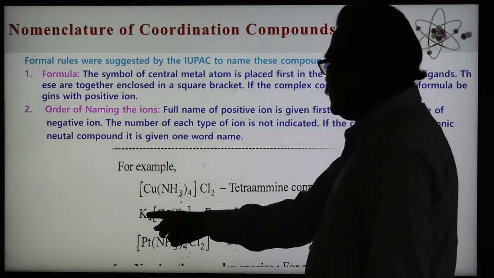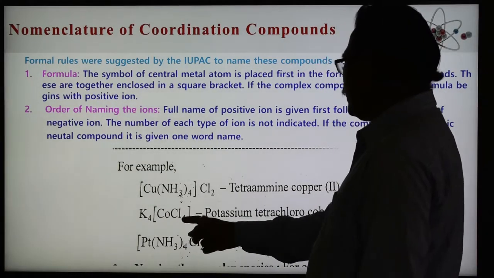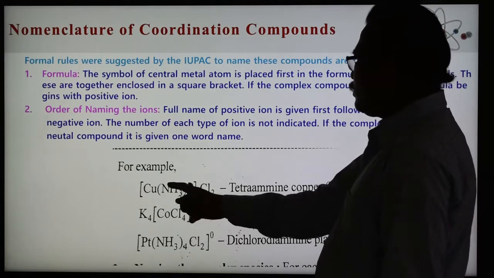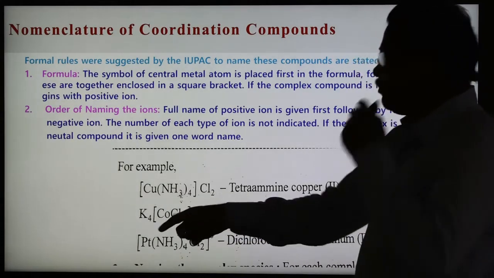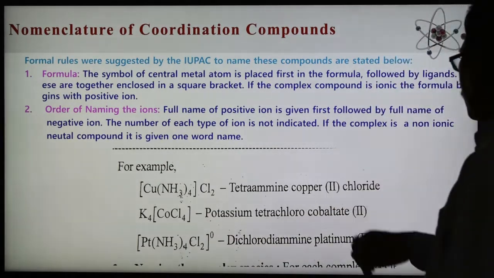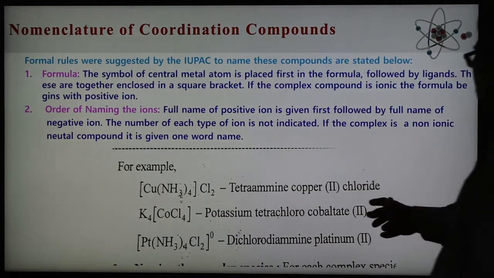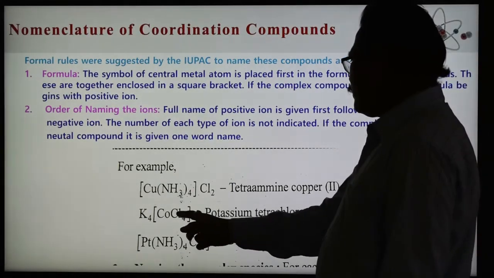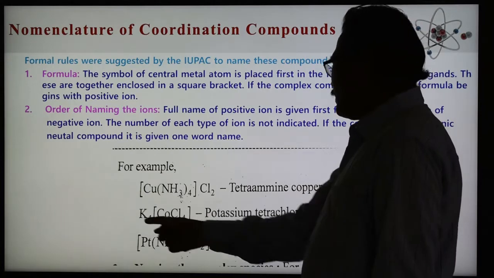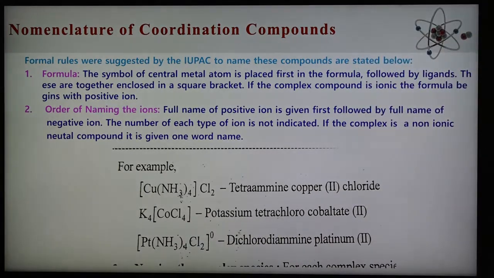Now in this example, K4[CoCl4], potassium is positive and the complex ion is negative. Here the complex ion is negative. So potassium, 4 potassiums are there, but no need to write the number. Write potassium tetrachlorocobaltate(II), oxidation number 2. In this way we write the positive ion first, then the negative complex: potassium tetrachlorocobaltate.